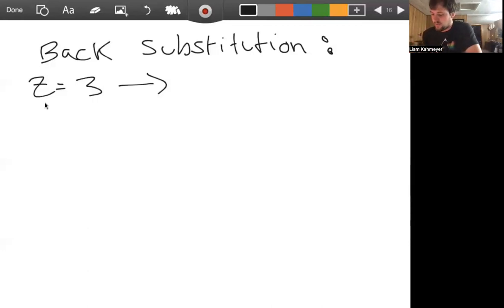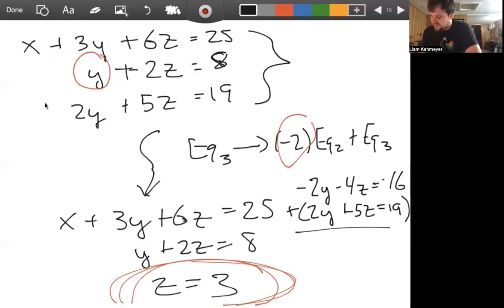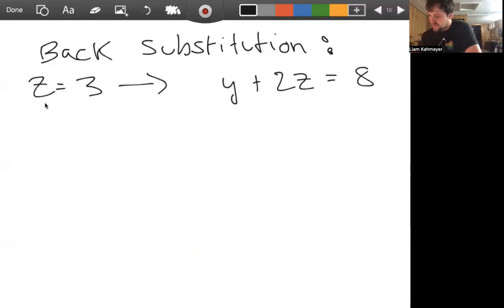And so now we're going back and we knew that y plus 2z equals 8, right? From equation 2. Well, when z equals 3, this tells us that y is 2. And then we back sub one more time. And so now we have z equals 3 and y equals 2.